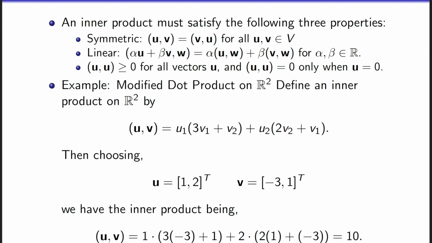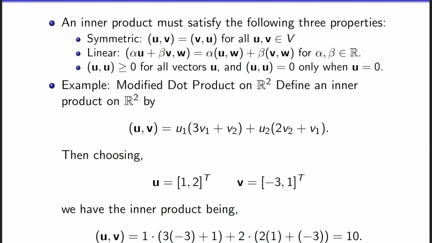As an example, let's consider a modified dot product on R2. So let's consider these two vectors, u and v, where u is (1, 2), and v is (-3, 1). And we define an inner product on R2 by this following rule right here. We can see this is similar to the dot product, but decidedly different. And if you are unsure if this inner product function satisfies the three properties above, then I really suggest you take a minute and try and prove it to yourself. It's not terribly difficult. Using this inner product, we see that the inner product of u with v is going to be 10.